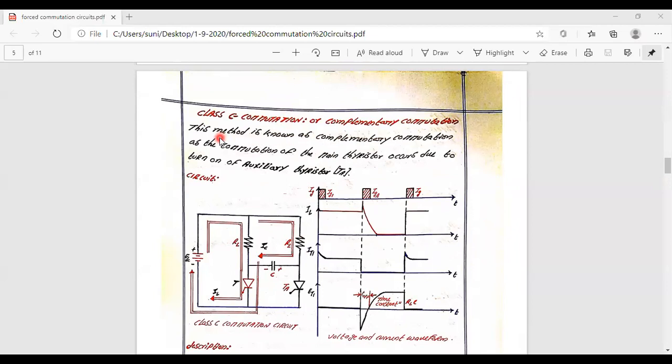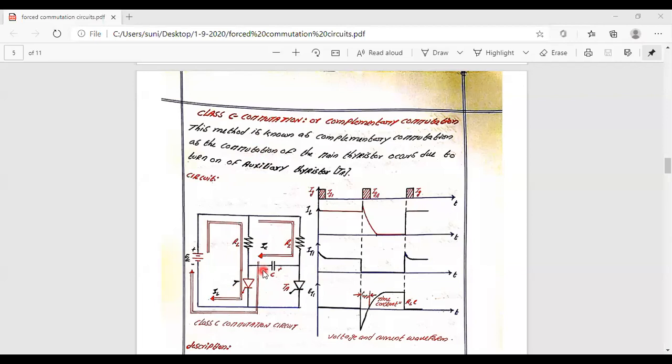In the case of this class C commutation or complementary commutation, in order to turn off the main device, an auxiliary device is going to be considered. So in these complementary commutation circuits, always there will be two devices. One device is going to be the main device associated with the load current, and the other device is going to be the auxiliary device, which is placed in the circuit to turn off the main device.